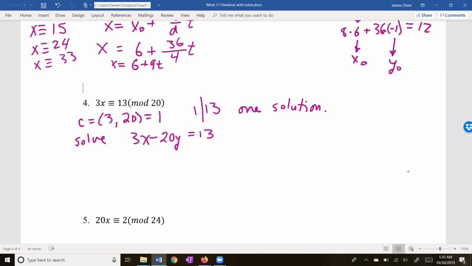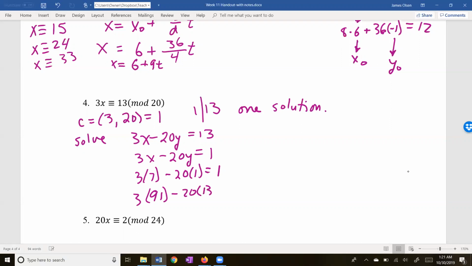Now, since these are relatively prime, we're trying to get the linear combination to get 1, and then I can multiply through by 13 to get it to work. Well, 21 minus 20 would be 1, so 3 times 7 minus 20 times 1 is equal to 1. If I multiply through by 13, 13 times 7 is 91. 3 times 91 minus 20 times 13 is equal to 13. So x is 91, y is 13.